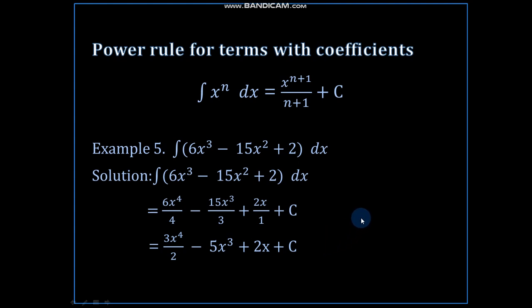So that ends the video for the first rule for integration, the power rule.